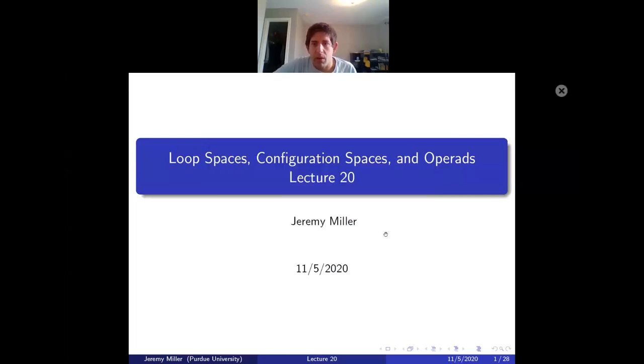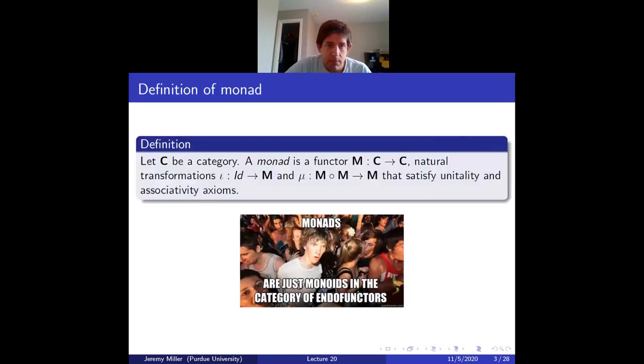Okay. Yeah, so today we're going to define operads, which give you a nice class of monads. A monad is a functor from some category to itself, and then there's a natural transformation from the functor composed with itself to itself that you should think of as sort of multiplication, and then there's a natural transformation from the unit to the functor.